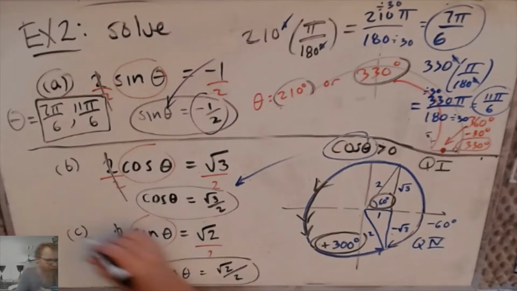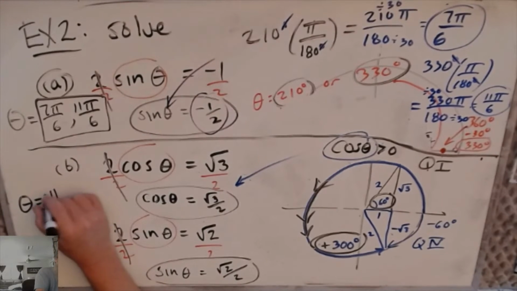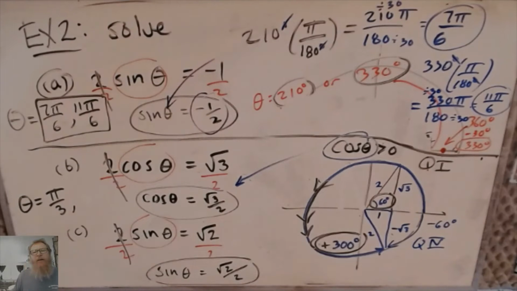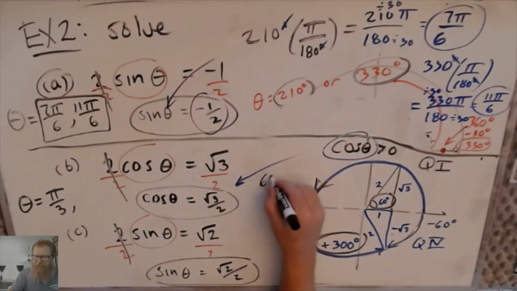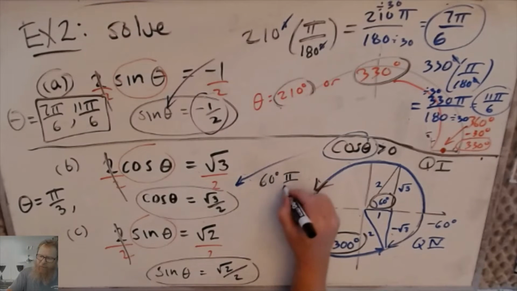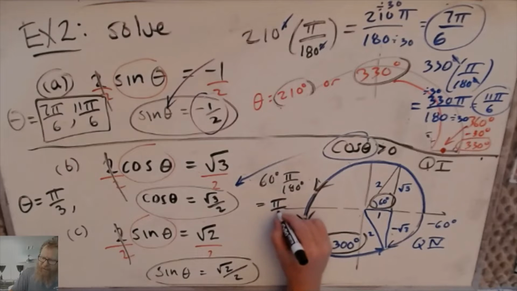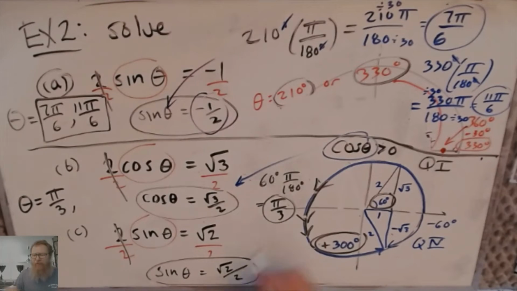Turn those into radians. You can use the same technique we used over here. 60 degrees times pi over 180. That one's pretty easy because 60 goes into 180 exactly 3 times. So you just get pi over 3, crossing off the degrees. Okay. And then this one over here is 5 pi over 3. That's the same as 300 degrees.